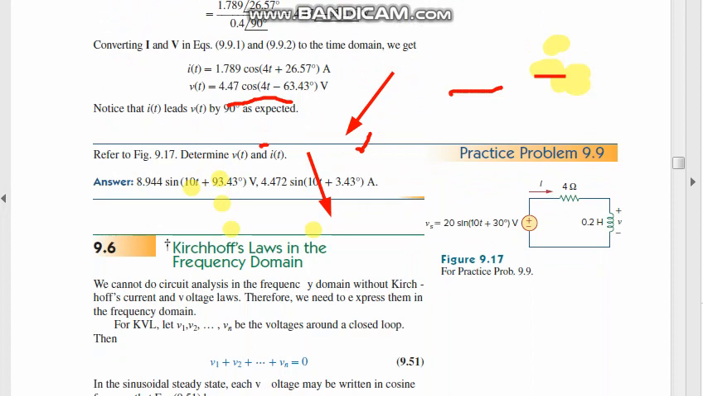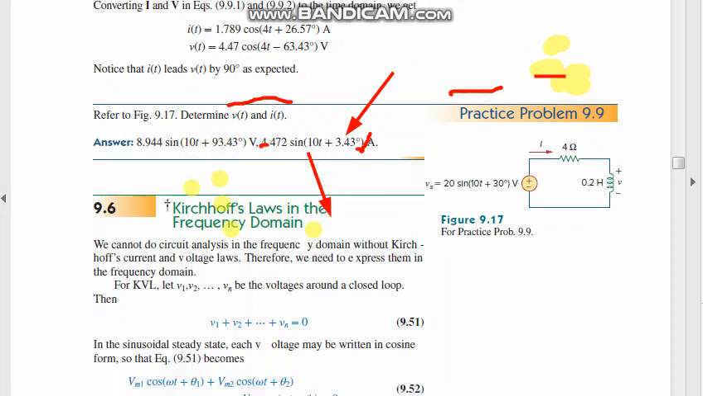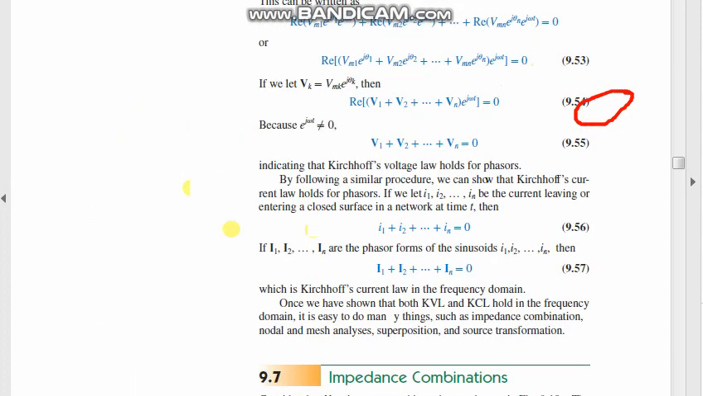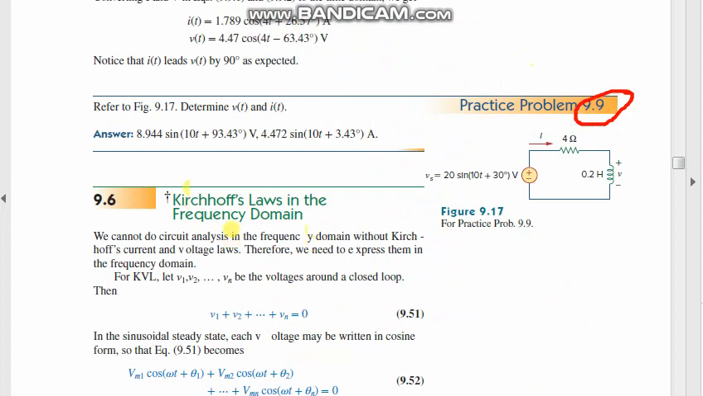There is another math you have to do here. I have to erase it. You have to do this practice problem at home. That is assignment 9.9, and after that you have to do some other math too, Kirchhoff's laws in the frequency domain and time domain.